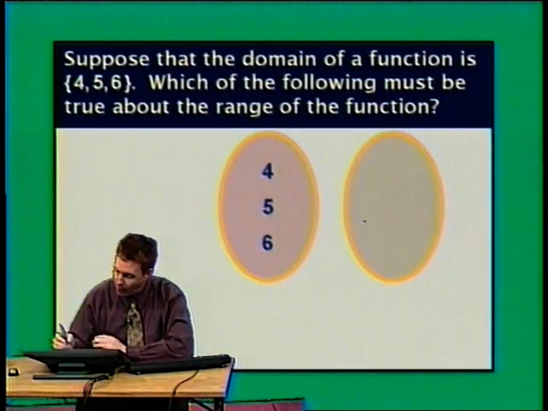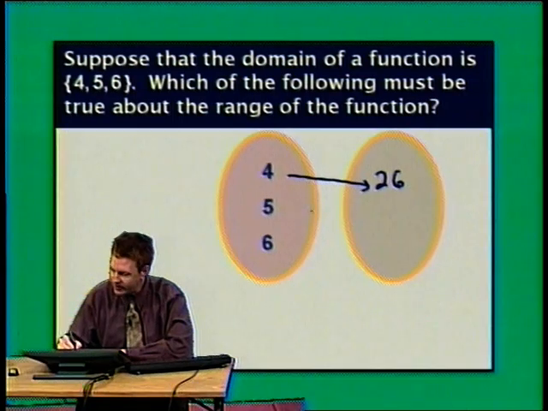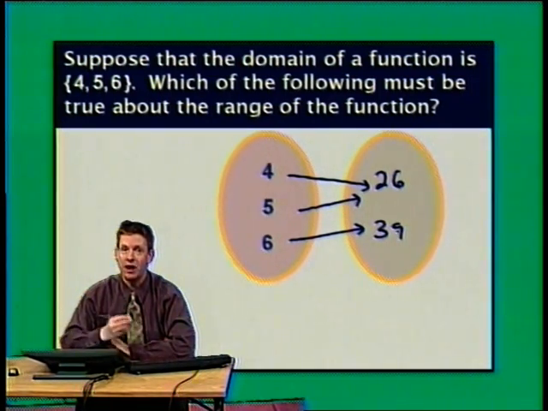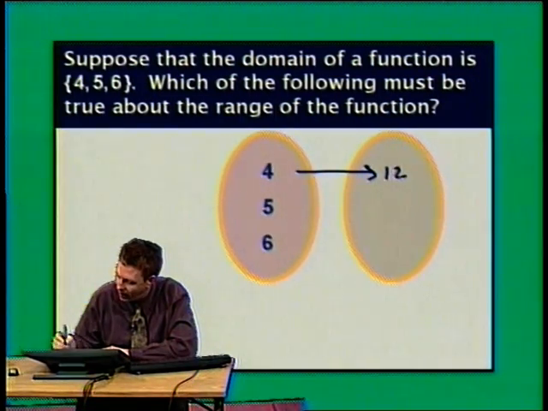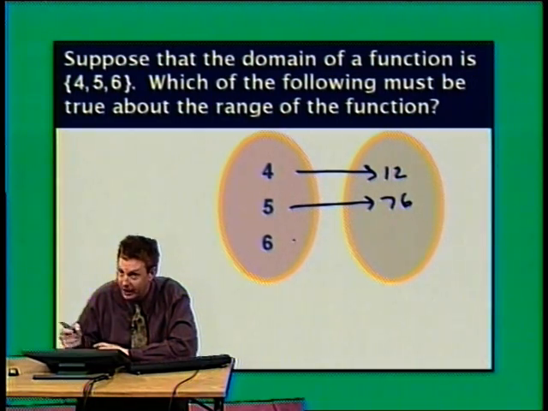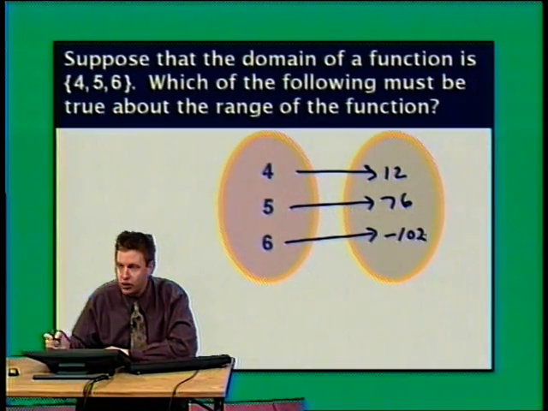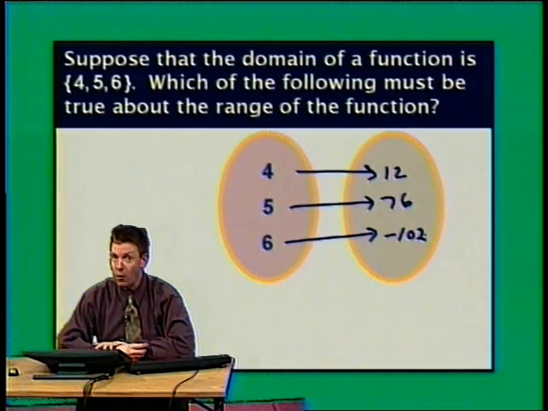How about if 4 is mapped to, say, 26? Well, it could be the case that 5 is also mapped to 26, but 6 is mapped to an entirely different number, like 39. So it's also possible that there's 2 numbers in the range. Of course, it could be the case that 4 is mapped to 12, 5 is mapped to 76. Again, remember, I'm just making these numbers up on the right. And 6 is mapped to negative 102. It could be the case that the 3 numbers in the domain are each mapped to different numbers in the range. So there could be 3 numbers in the range. So here's the question. Could there be a 4th number in the range?